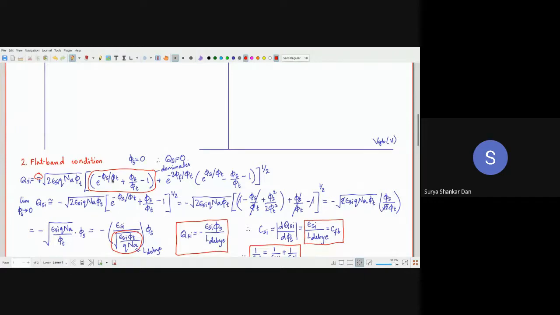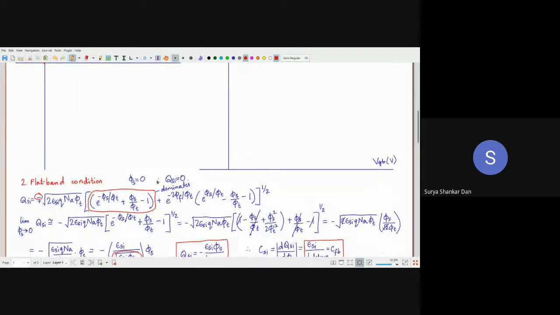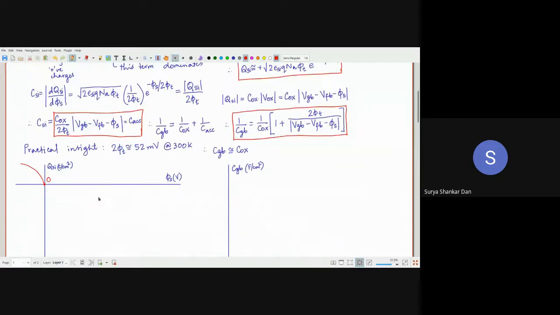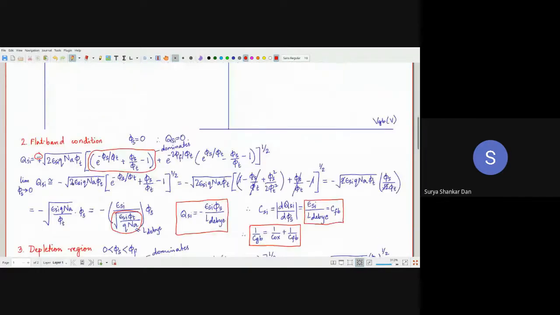So technically speaking, if in this whole equation, forget about the specifics, if you put phi s as 0, what is e to the power of 0? 1. 1 and 1 will cancel. Phi s equal to 0, so phi s by phi t is 0. Here also e to the power of 0, phi s is 0. So this is 1 minus 1. This is also 0. So basically your entire QSI becomes equal to 0. Okay. What is the limiting condition? We will come into that in a minute.